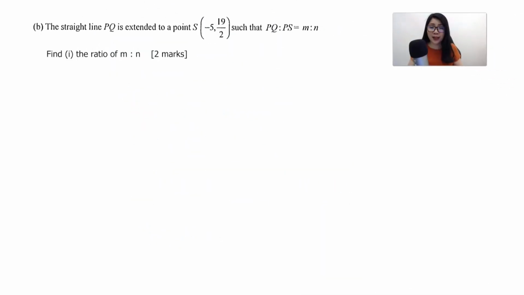Now let's look at question B. The straight line PQ is extended to a point S, (negative 5, 19 over 2), such that PQ to PS is equal to m to n. Find the ratio of m to n. Firstly, I'm going to draw a straight line, then I'm going to mark the points.